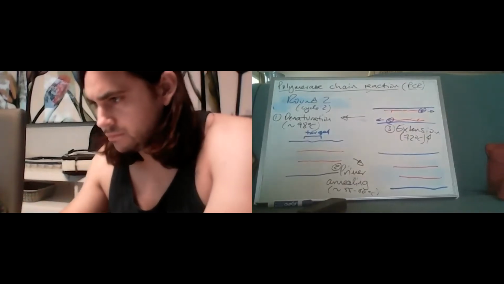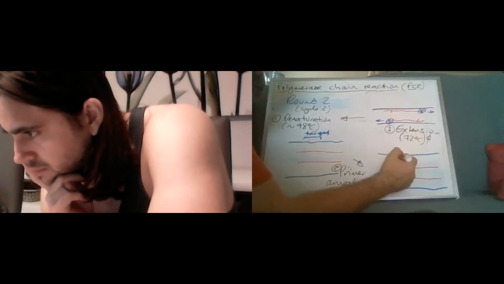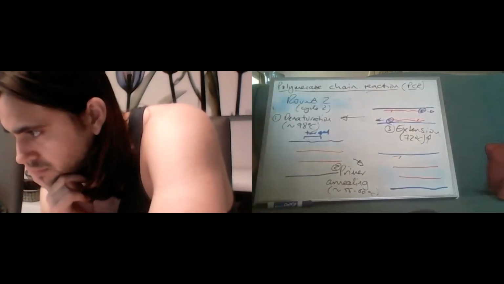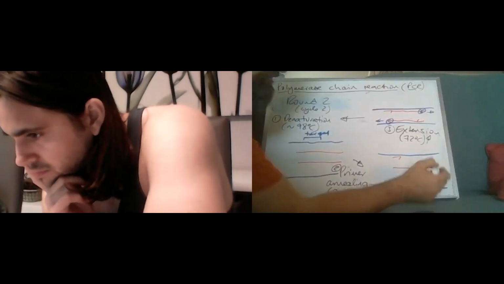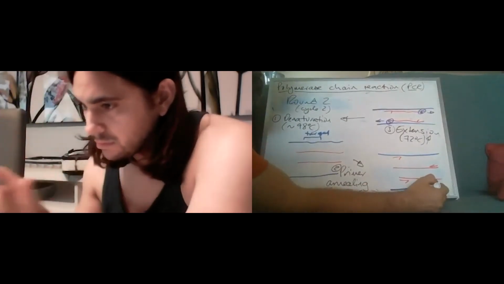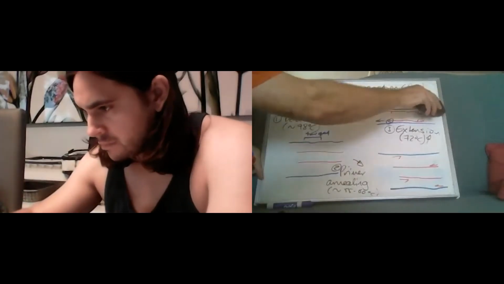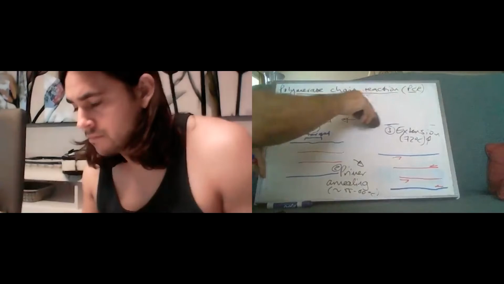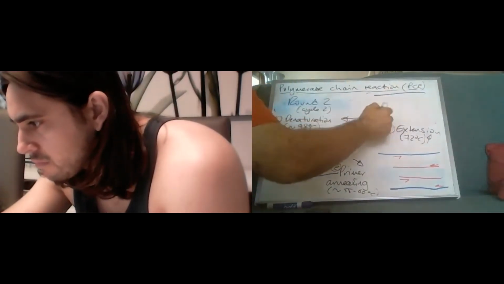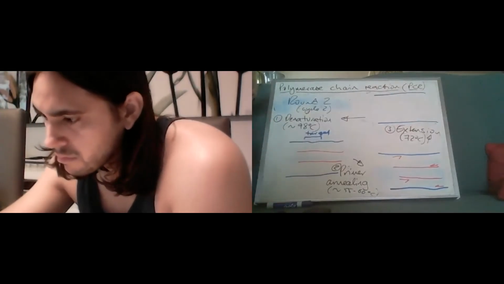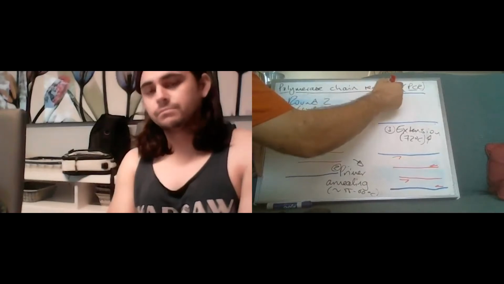All right, so now we have 4 templates, from our 2 copies, each single-stranded. Now our primers will anneal to those copies. Right. And then through extension, we will get now 4 copies of our target.